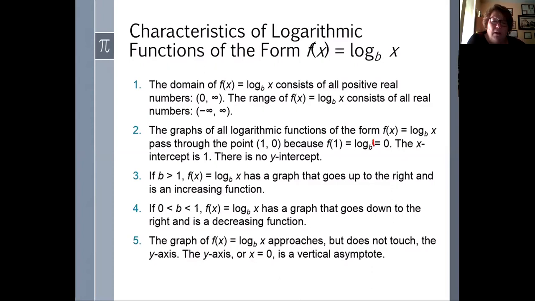If b is a number larger than 1, f of x equals the log base b of x has a graph that goes up and to the right and is an increasing function. If the base is a number between 0 and 1, and it could be, f of x equals the log base b of x has a graph that goes down and to the right and is a decreasing function. The graph of f of x equals the log base b of x approaches but does not touch the y-axis. The y-axis, or x equals 0, is a vertical asymptote.